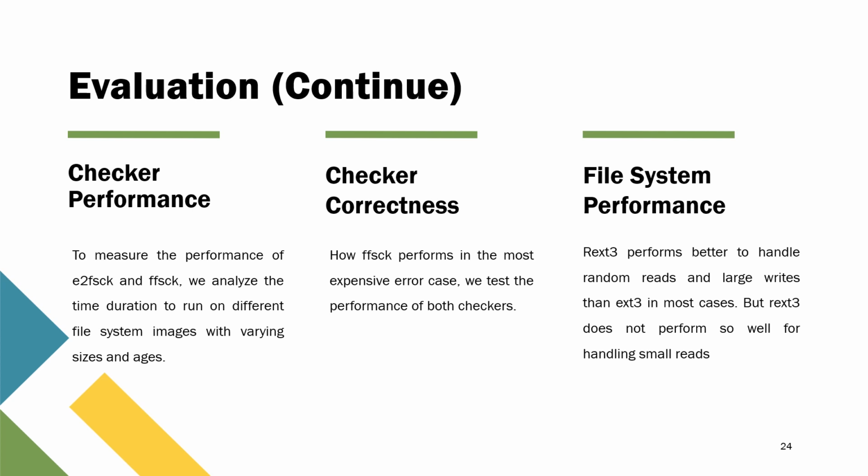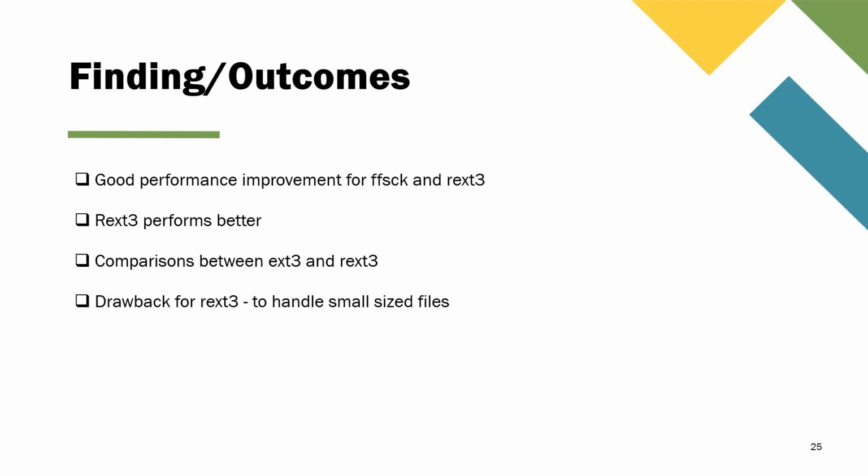Now I'm going to the next slide. Now I will talk about the findings or outcome from this paper. The result of this research shows good performance improvement for the fast file checker system and the REST file system. REST file system performs better for the larger file size. REST file system outperforms ext3 by a big margin when it comes to handling random reads and large writes. The author also found that REST file system can compete with ext3 and sometimes can do even better. The only drawback for REST file system is handling small size files.